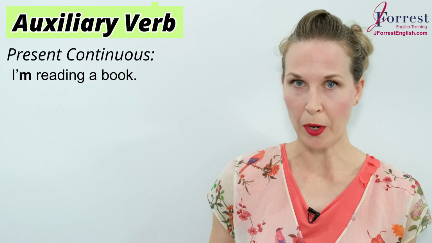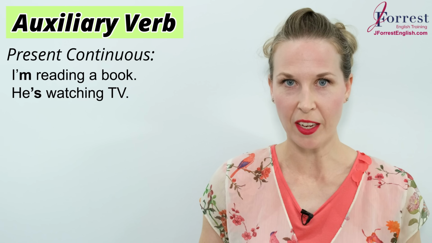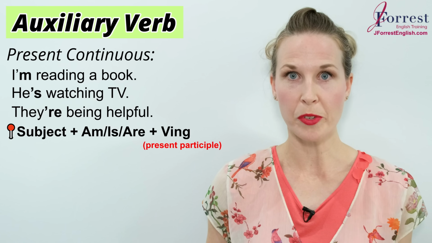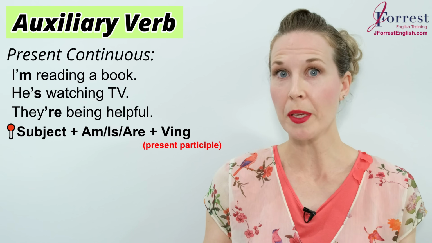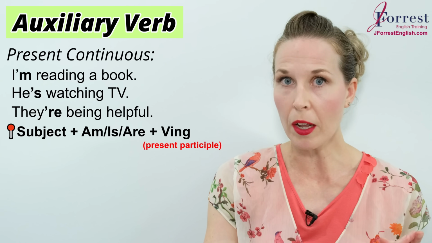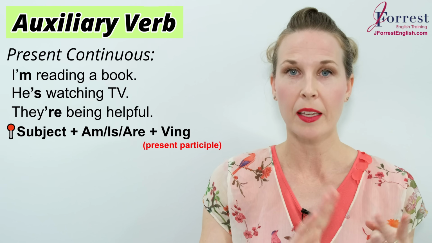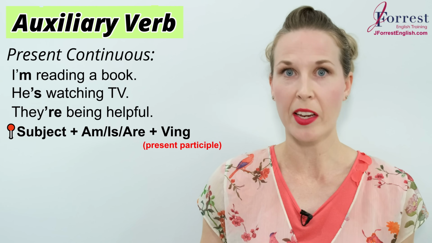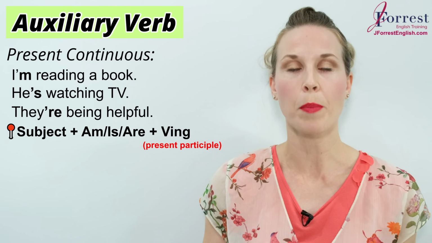Now let's look at the verb to be as the auxiliary verb in the present continuous. I'm reading a book. He's watching TV. They're being helpful. The structure here is subject, and then you need the verb to be in the present simple. So you have those three options depending on the subject: am, is, and are. And then you need your verb in ing, which is the present participle.